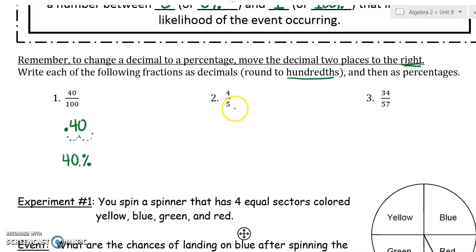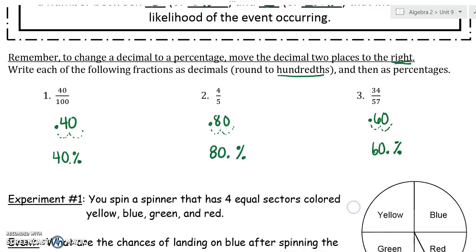Do the same thing for 4 over 5. We have 4 over 5 is 0.8, so 0.80. I'm going to move it once, twice to the right, and we end up getting 80%. And 34 divided by 57 is 0.596, something like that. So we're going to round that to 0.60. We move the decimal 1, 2, and we have 60%. There we go. So that's how you change fractions to decimals to percentages.